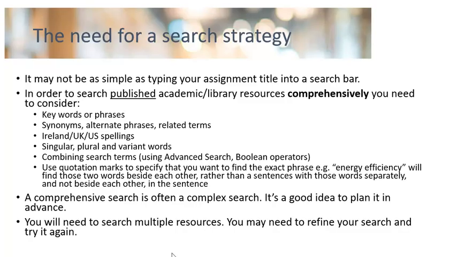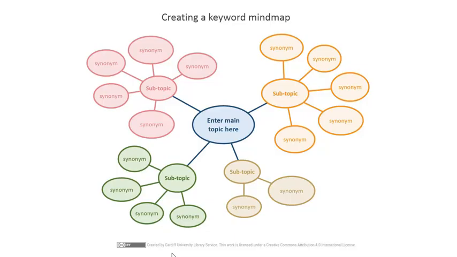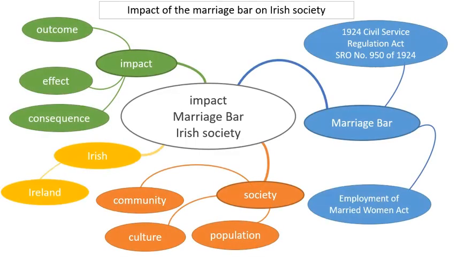For example, energy efficiency in quotation marks will find those two words beside each other rather than separately in a piece of text. A comprehensive search of the literature is often a complex search, and it's a good idea to plan it in advance. You may need to search multiple resources. You may need to refine your search and try again. Sometimes it can help to sketch out the main keywords and subtopics for your research subject. For instance, you could identify the main aspect of your topic, and then consider other words or phrases and related terms that a researcher might use when they are publishing material about it.